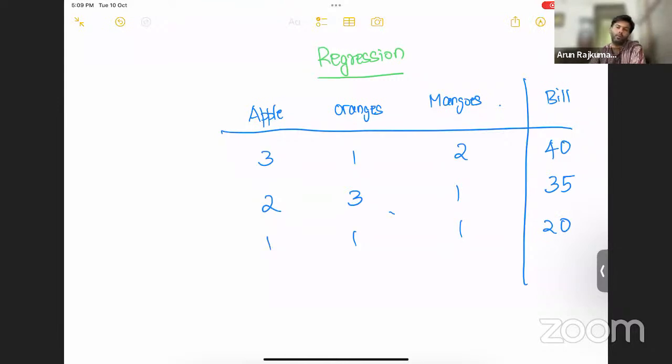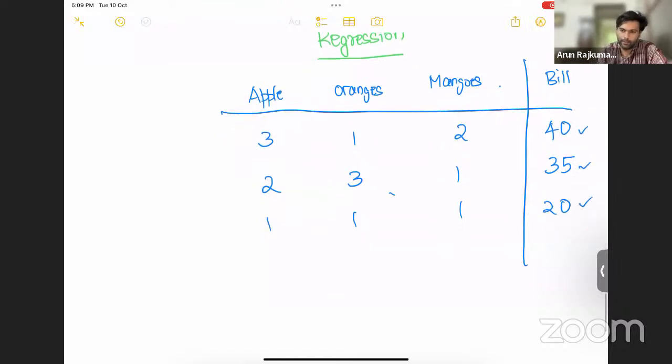Now these stores are not proper stores. They don't give you a typed bill or anything like that. They just tell you the total price. So the total price is 40 on the first day, 30 on the second day, and 20 on the third day. Now, the next day, you want to go and buy 2 apples, 3 oranges, and 1 mango.